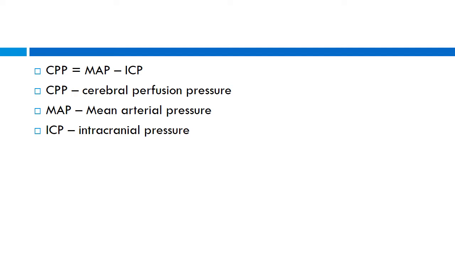The reason that's important is because you need to maintain it within a certain range. If you go too low, you can run into ischemia, where you're not perfusing the brain very well. If you go too high, you can run into issues like stroke, or you can damage some of those vessels.